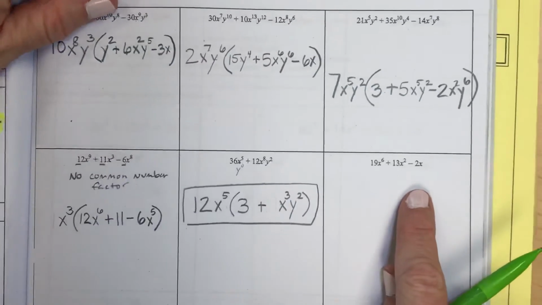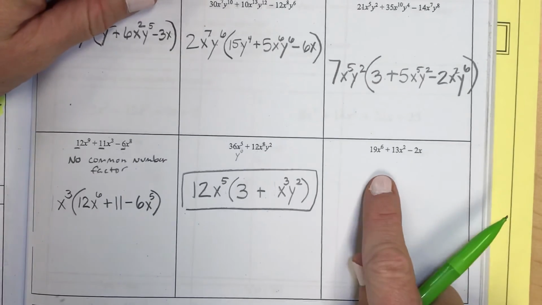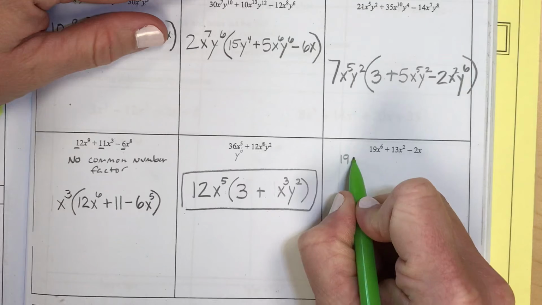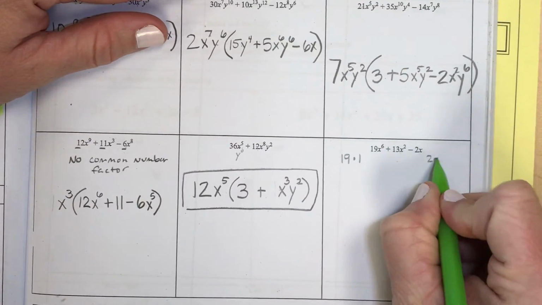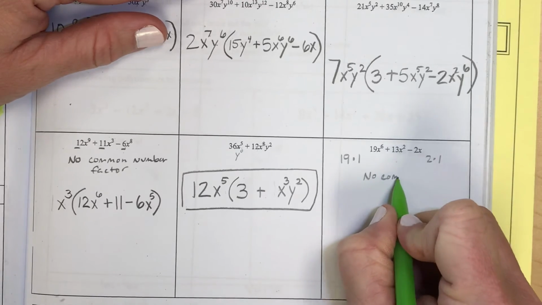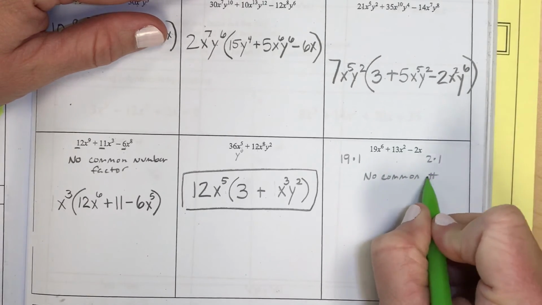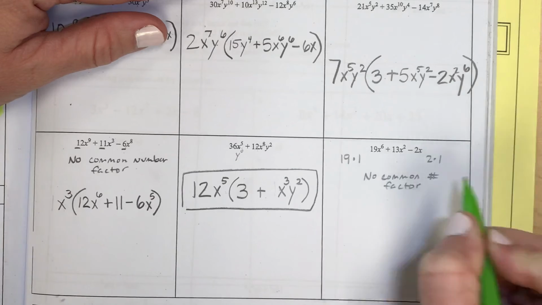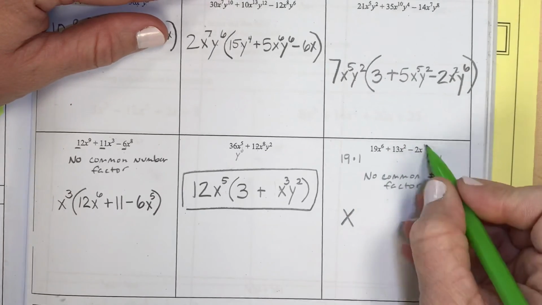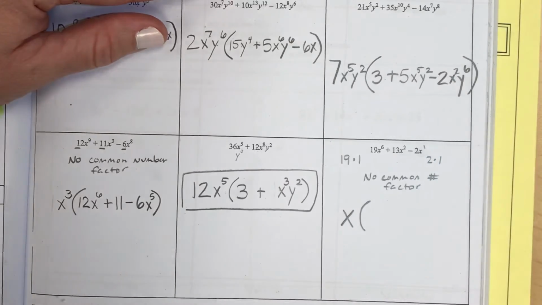Okay, one last problem over here between 19, 13, and 2. Well, 19 can only be made with 19 times 1, and 2 can only be made with 2 times 1. So there is no common number factor here. Let's see if they all have an x. It looks like they do. They actually all have one x. My power here, 1 is the smallest that we can take out.